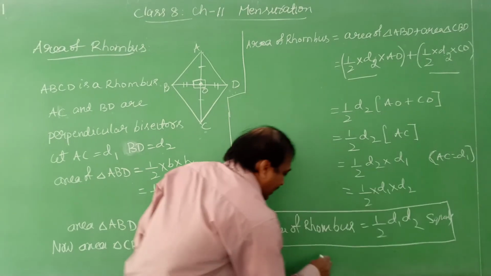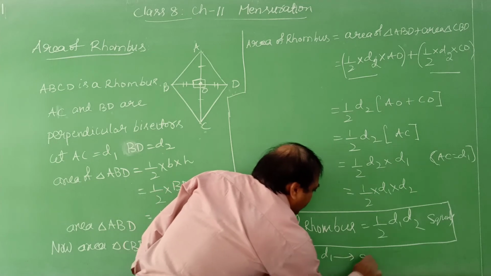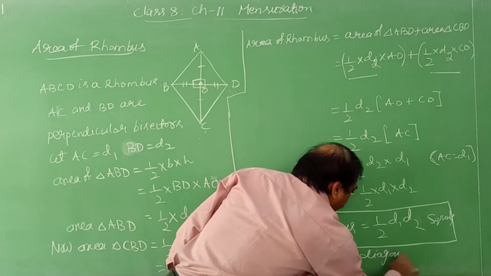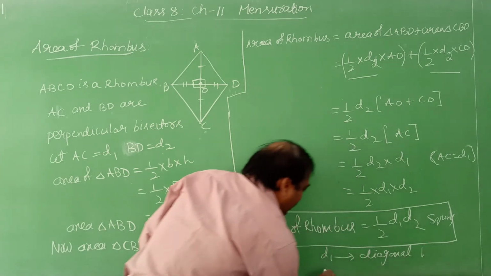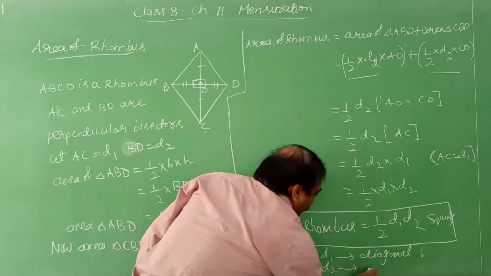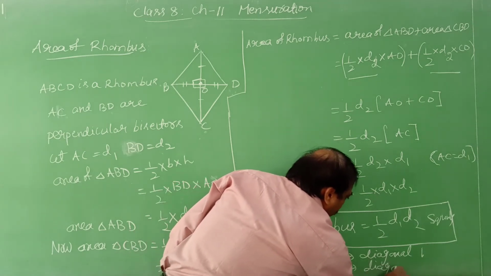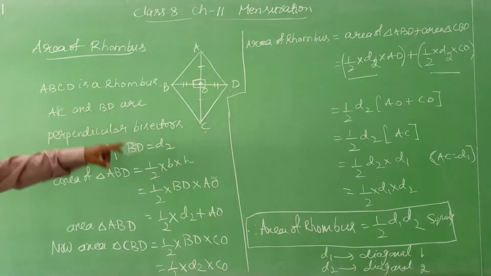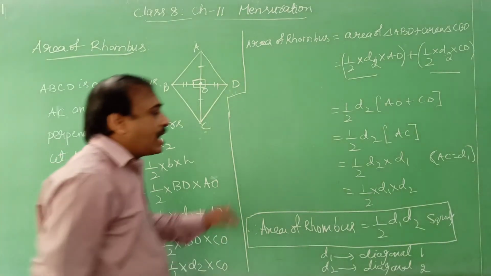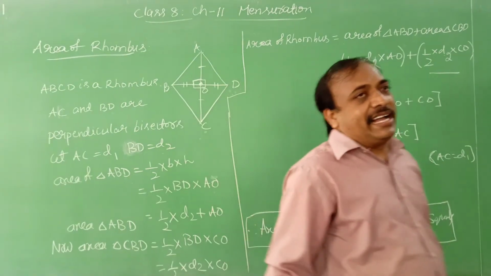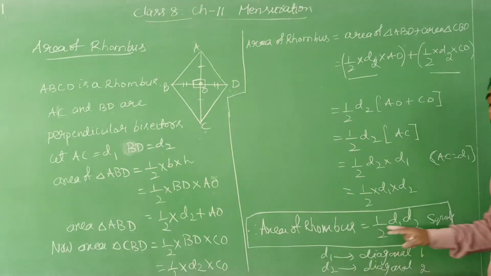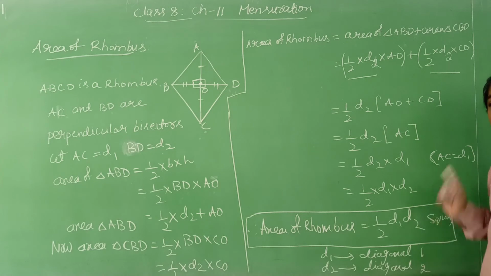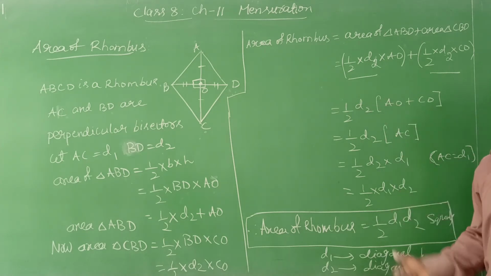So here D1 is the length of diagonal 1 and D2 is the length of diagonal 2. Is it clear? Diagonal 1 and diagonal 2. So the area of the rhombus is half of the product of their diagonals, half D1 into D2. This is the area of the rhombus.